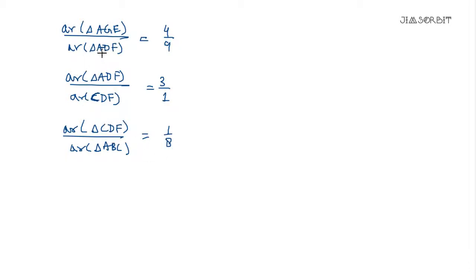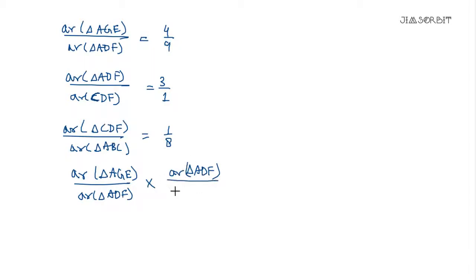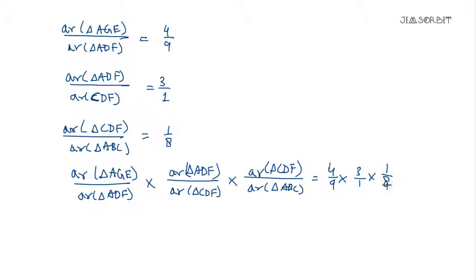Directly, if you see, if you multiply, this and this cancel, this and this cancel, and we will get AGE upon ABC. So we are going to multiply AGE by ADF, ADF by CDF and CDF by ABC. We will have 4 by 9 multiplying 3 by 1 multiplying 1 by 8.